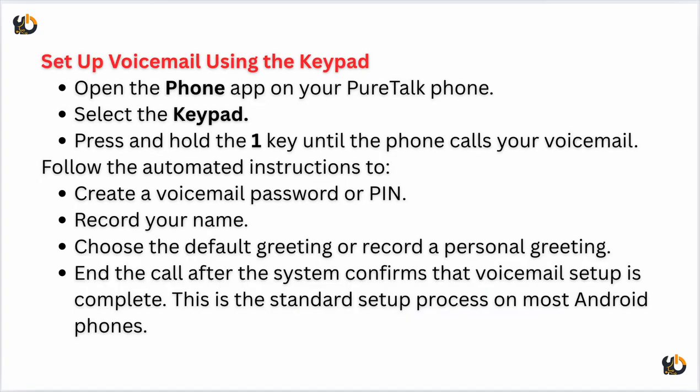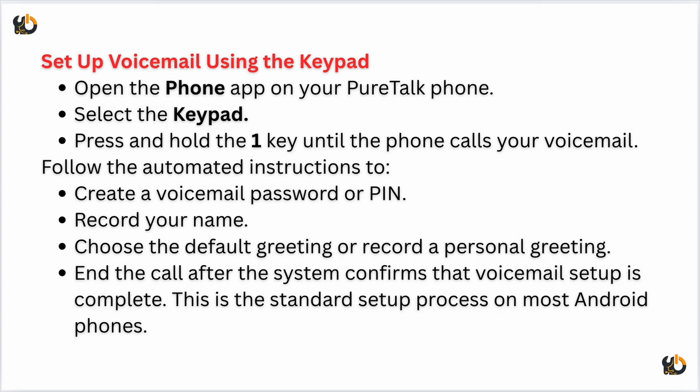So first, set up voicemail using the keyboard. Open the phone app on the PureTalk phone and select the keyboard. Now press and hold the one key until the phone calls your voicemail. Then follow the automated instructions.